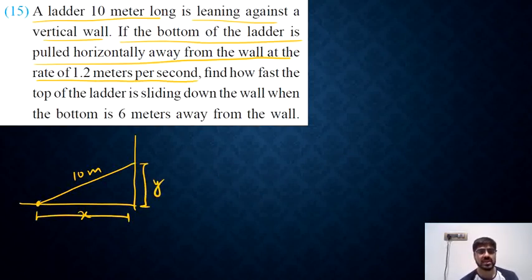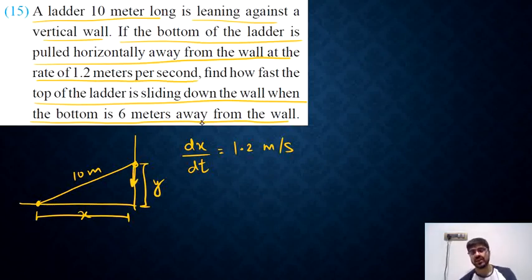So if you're pulling this end at some speed, it basically means that x is going to increase at that particular speed. So the rate of increase of x, which is dx by dt, will be 1.2 meter per second. And find how fast the top of the ladder is sliding down when the bottom is 6 meters away from the wall. So they are asking us to find the rate at which this is coming down, that is the rate at which y will be decreasing.